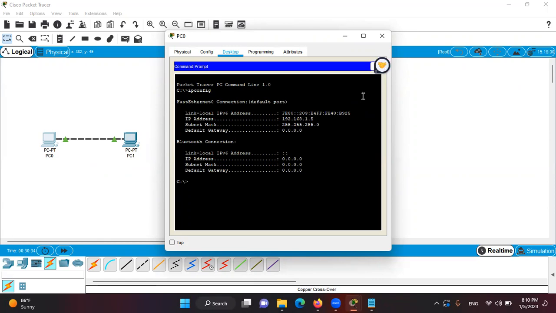This is called a simulator: the computers here work like real computers. That is why we call this a simulator. All the devices that we are going to apply here will work similar to the actual devices.